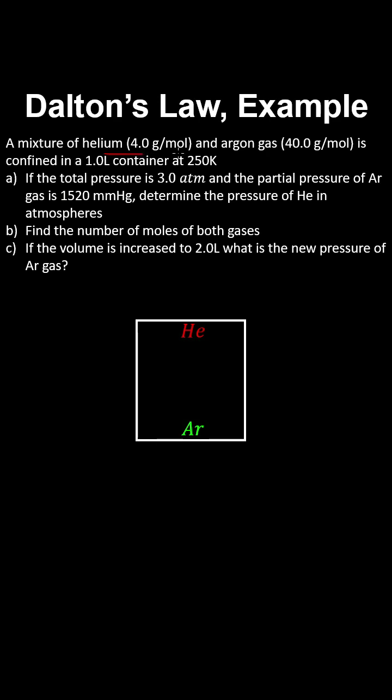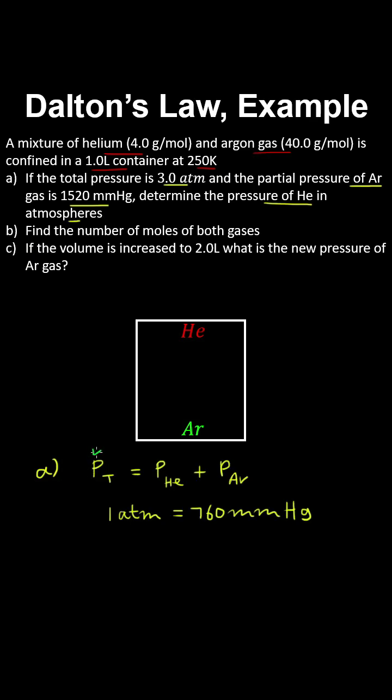A mixture of helium and argon gas is confined in a 1 liter container at a temperature of 250 Kelvin. Now if the total pressure is 3 atmospheres, and the partial pressure of argon gas is 1520 millimeters of mercury, determine the pressure of helium in atmospheres. We're using Dalton's law, so we're given the total pressure and the partial pressure of argon, which you can convert to atmospheres, and solve for the partial pressure of helium.